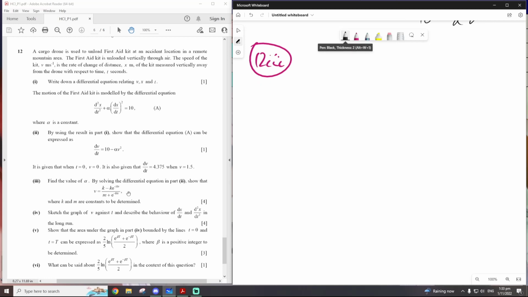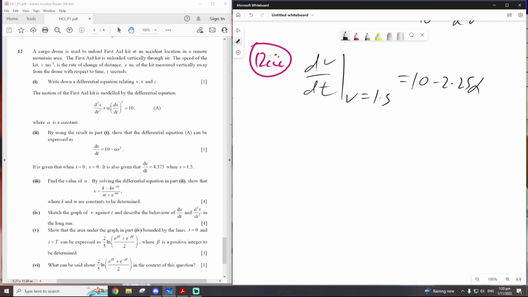So we're given dv dt is 4.375 and v is 1.5. So we can use that to find alpha. So dv dt at v equals 1.5 equals 10 minus 2.25 alpha equals 4.375. Of course, you can go ahead and work out what the value of alpha is. I believe the value of alpha is 5/2. Yeah. Just checking my own paper working for this.